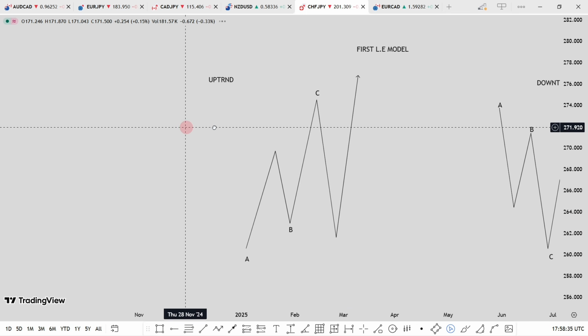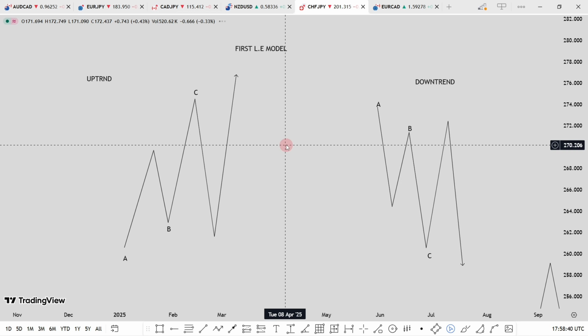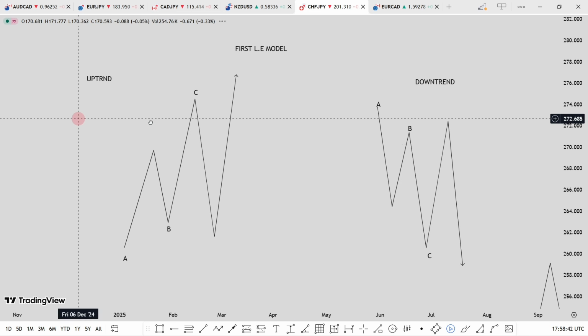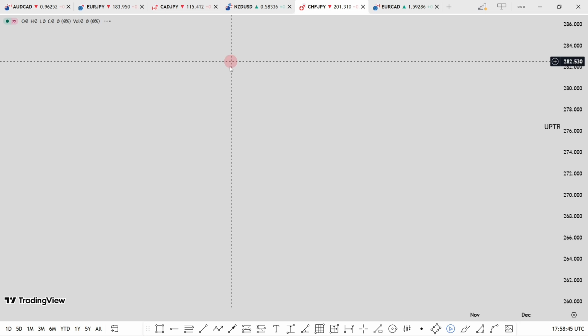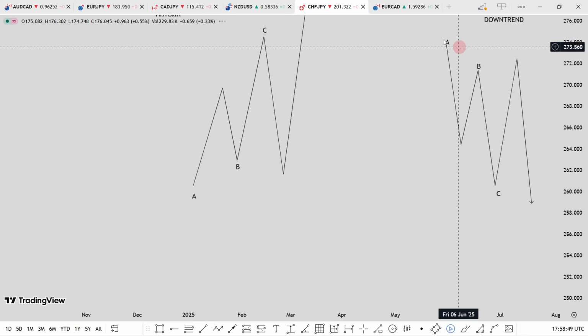But how do we find a highly probable trade, a high precision trade, using the first L.E model? So first of all, this is our A level, and this is also our A level here.